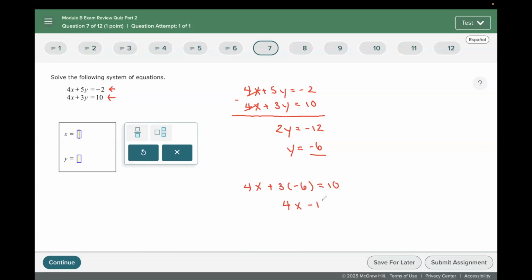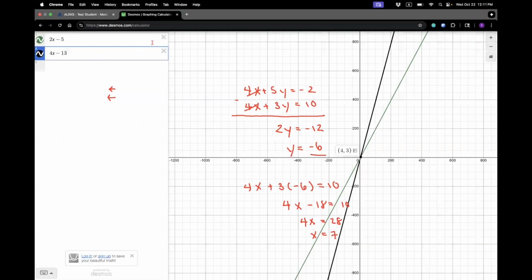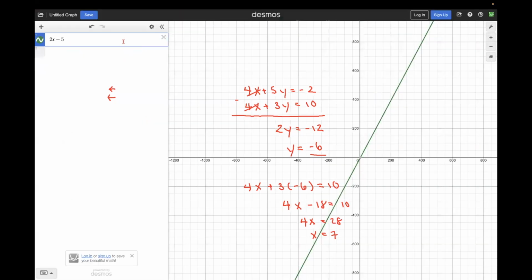So 4x minus 18 equals 10. 4x equals 28, so x should be equal to 7. Okay, x equals 7, y equals -6. How can we do this with Desmos just to check our work? Or, on the test, you can also just use Desmos.